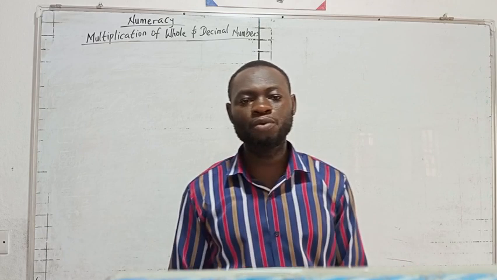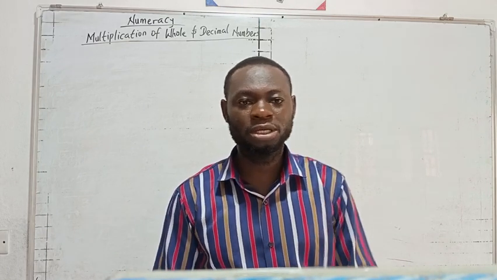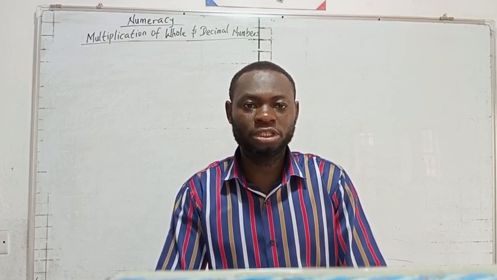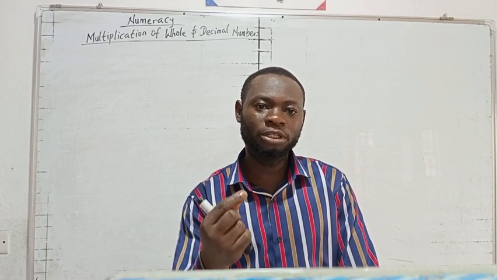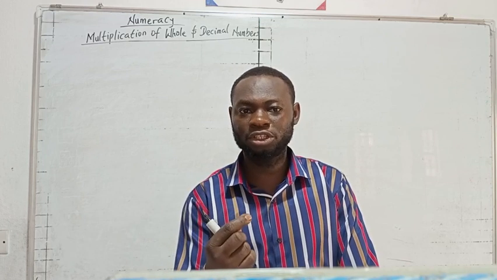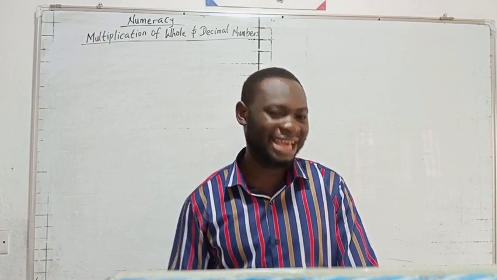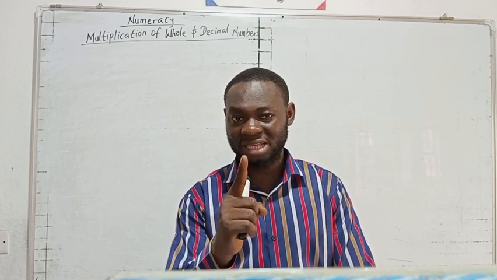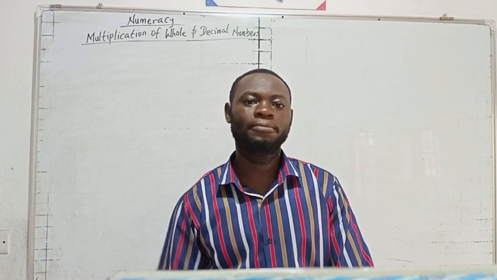Okay? Because everything we are going to do in multiplication of whole and decimal numbers falls back to the multiplication table. If you don't know your 2 multiplication table, if you don't know your 8 multiplication table, if you don't know your 9 multiplication table, from 2, 3, 4, 5, 6, 7, 8, 9, then there will be a problem. So, first assignment, master these multiplication tables 2 to 9.